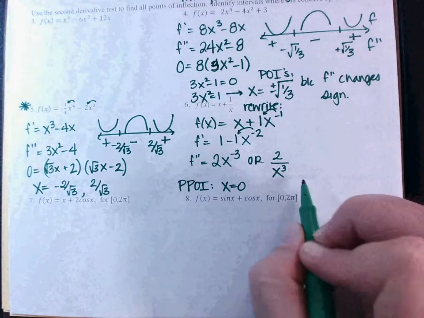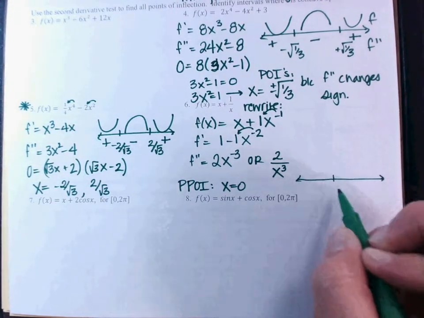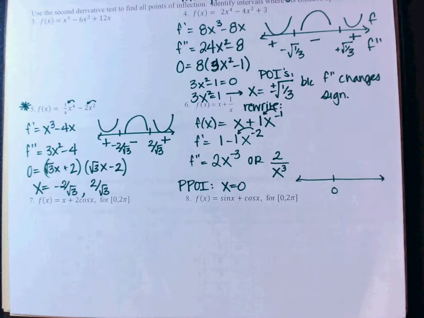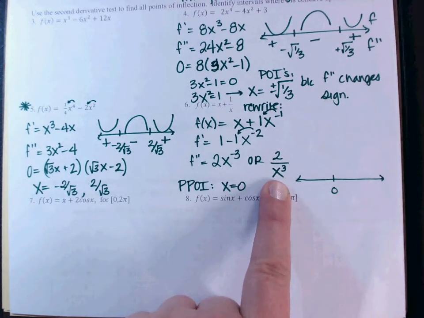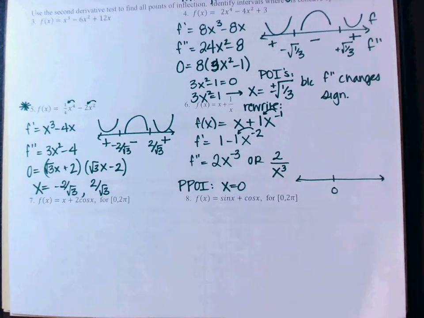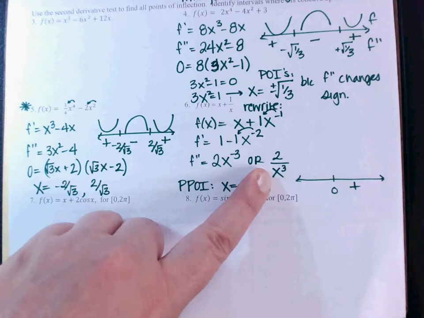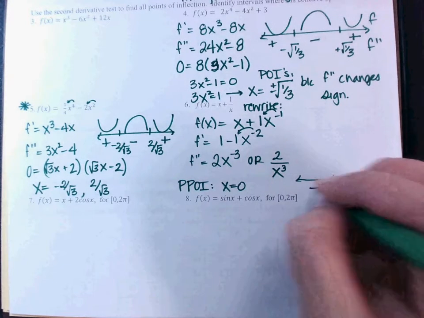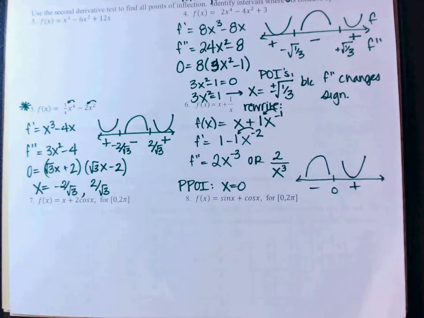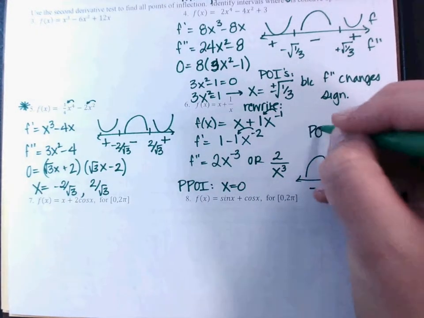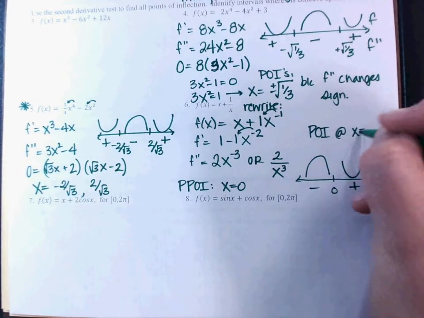So you'd set up your number line here. Let's say I pick a number bigger than 0. Say I pick 1. What is 2 divided by 1 cubed? Positive or negative? Positive. What is 2 divided by negative 1 cubed? Negative. Which means that my graph goes from concave down to concave up. So do I have a point of inflection at 0? Yes. POI at x equals 0.